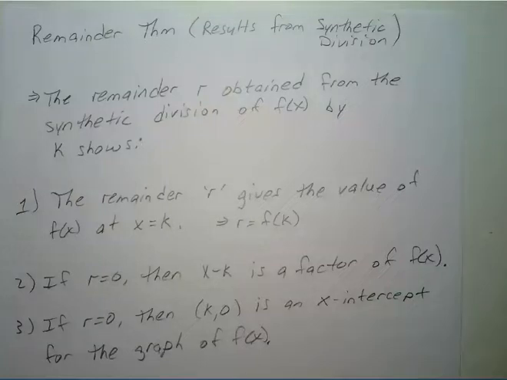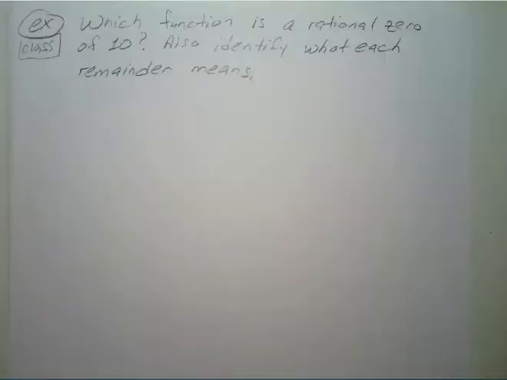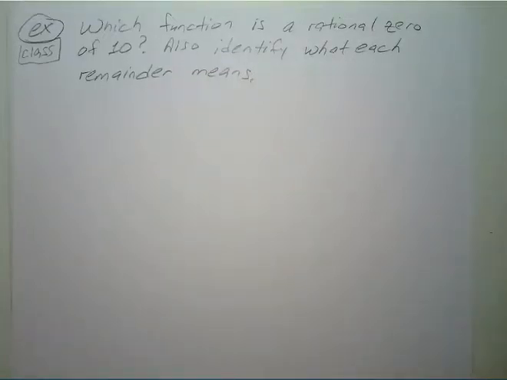Okay. So this remainder theorem is really helpful. It can cut down on a whole lot of work. So if you're still writing this, please feel free to press pause because this is very important stuff. So let's go ahead to our last example. Which function has a rational 0 of 10? Also identify what each remainder means.